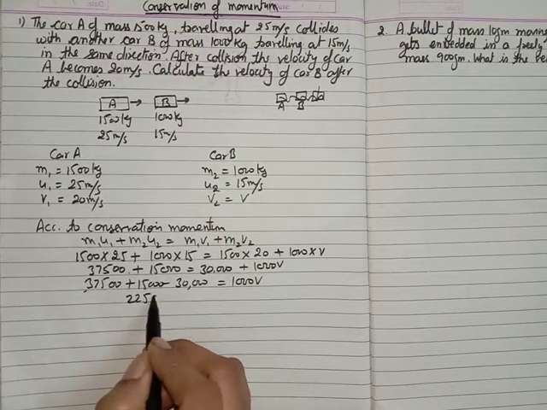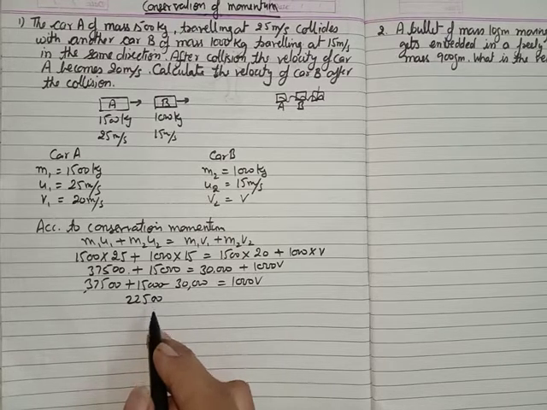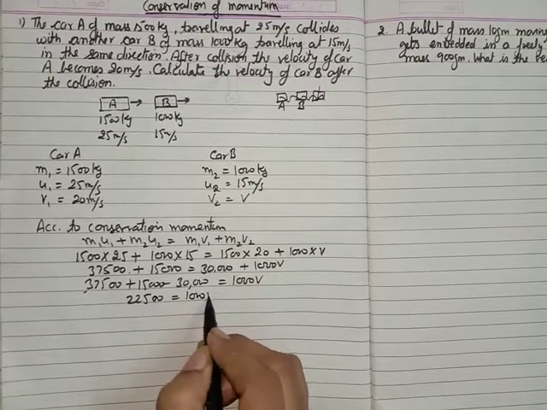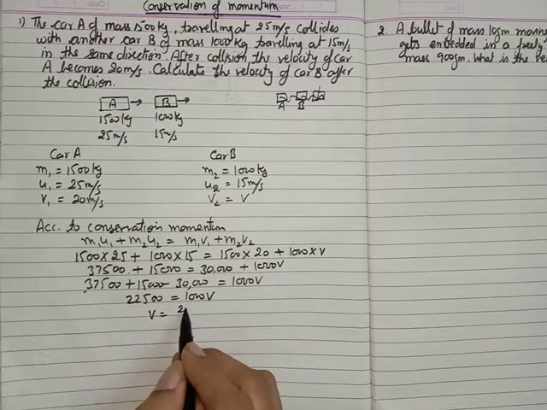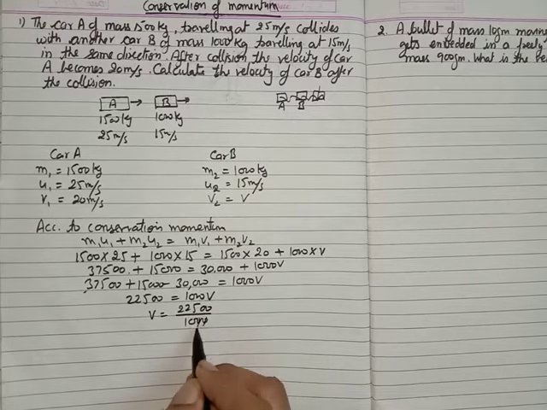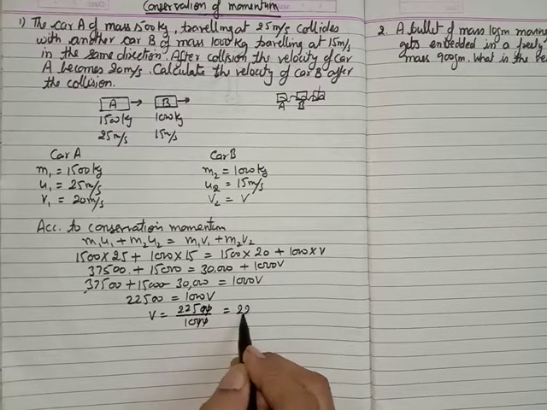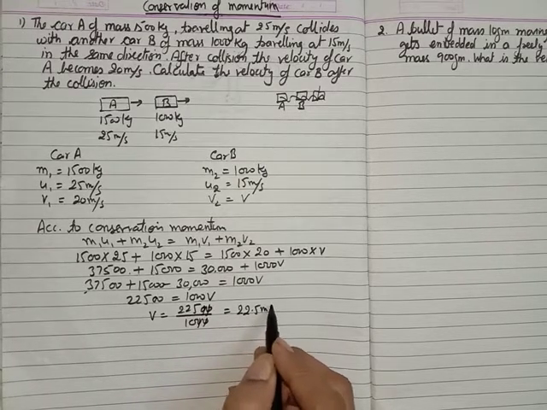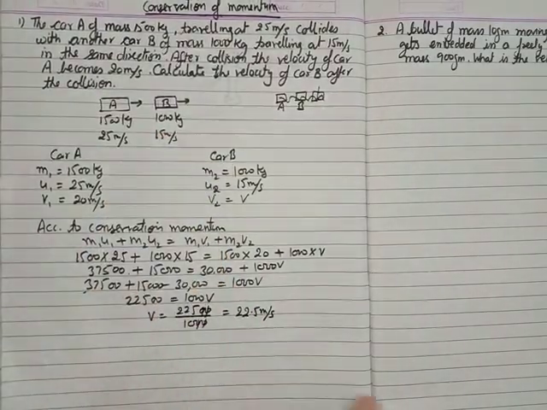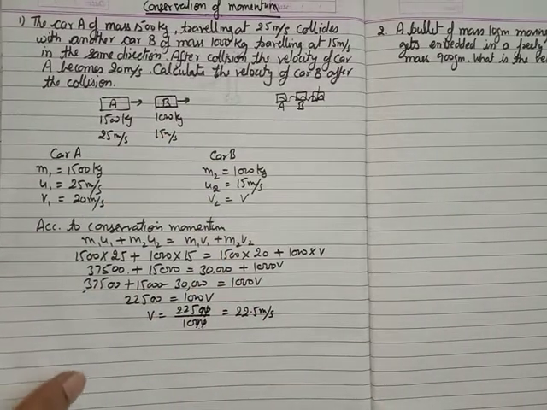22,500 is equal to 1000 V. Then V will be equal to 22,500 divided by 1000. Now it will be 22.5 meters per second. This is the velocity of car B after the collision. So this is a very simple question of conservation of momentum.